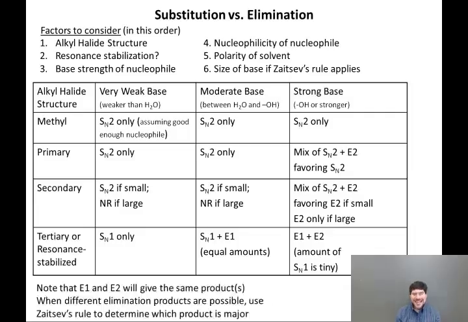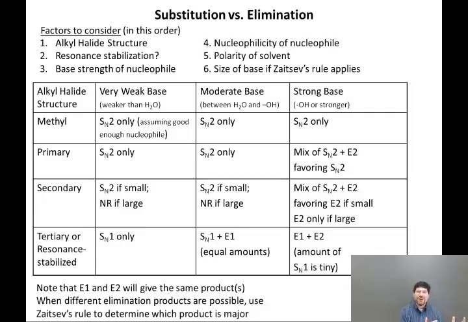Okay, one last note on this topic is that E1 and E2 will give the same products. When we were talking about substitution, you had to decide if it was SN1 or SN2 to give the product in the case of a chiral alkyl halide, because you had to know if you were going to draw just one enantiomer or a racemic mixture of enantiomers. It doesn't actually matter if it's going to undergo E1 or E2. If it's going to undergo elimination, it's going to undergo elimination, and you will get the same products.